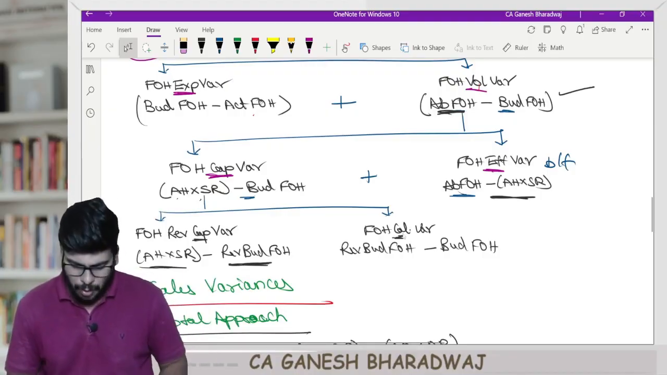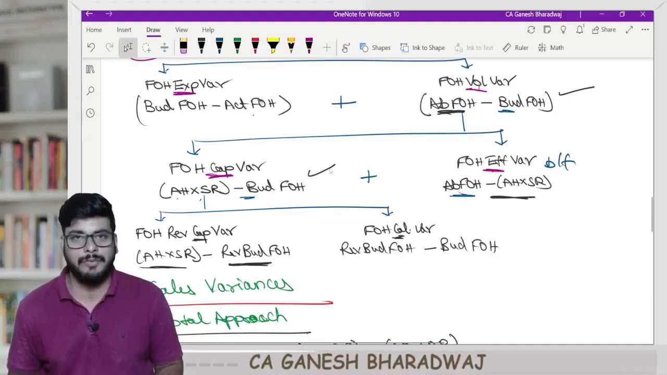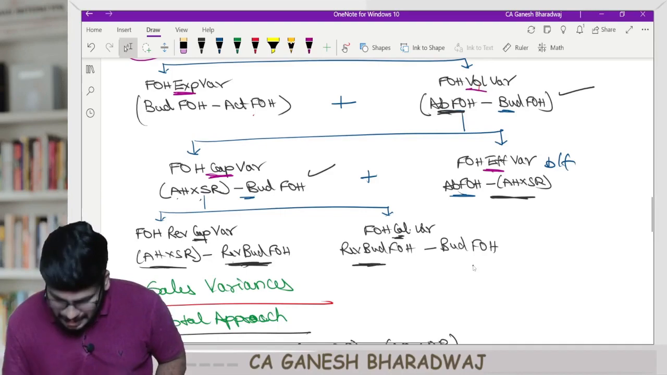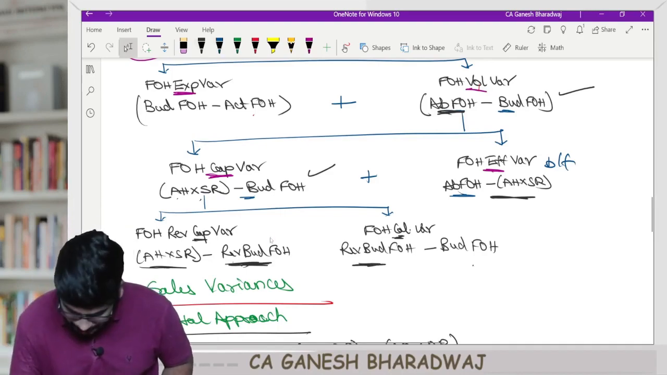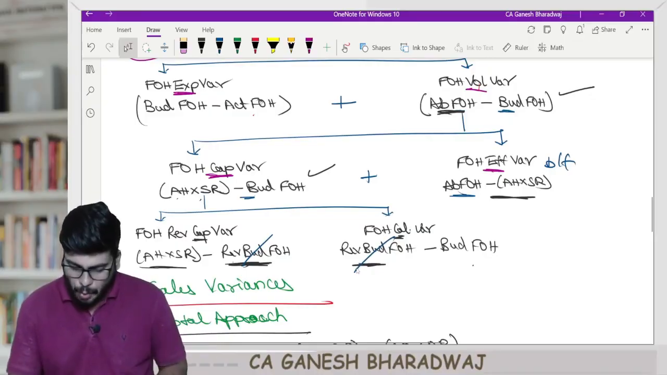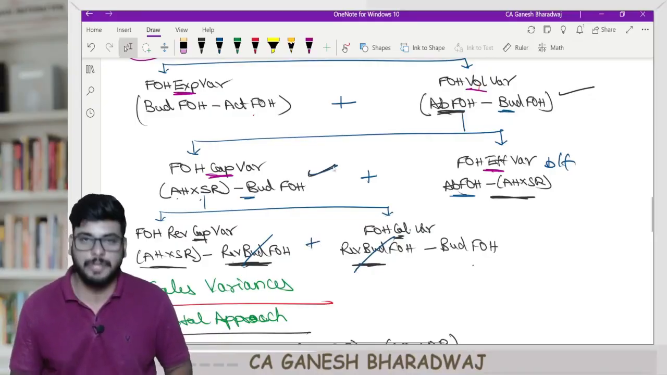Immediately, I should get the top figure. So I will remove this: revised budgeted fixed overheads minus budgeted fixed overheads. This gets reversed here itself. If you add up the two, you will get the topmost figure. Are you clear with this?